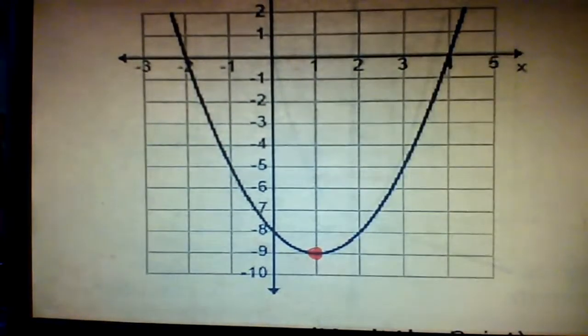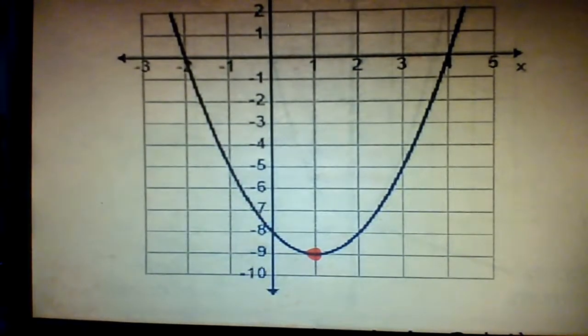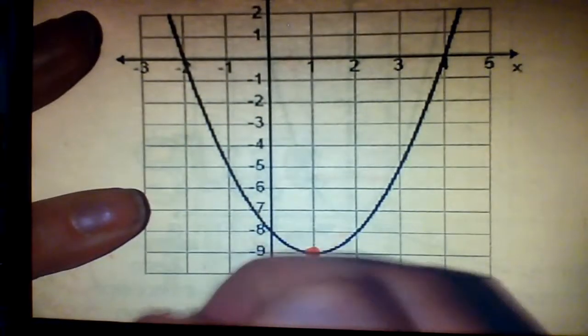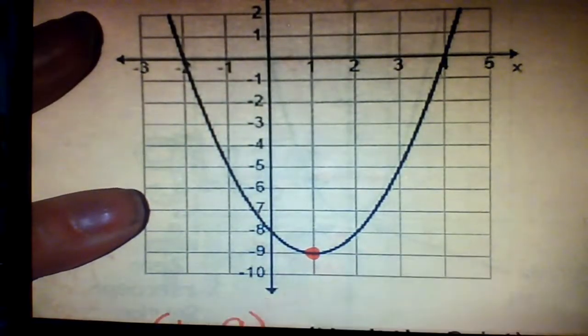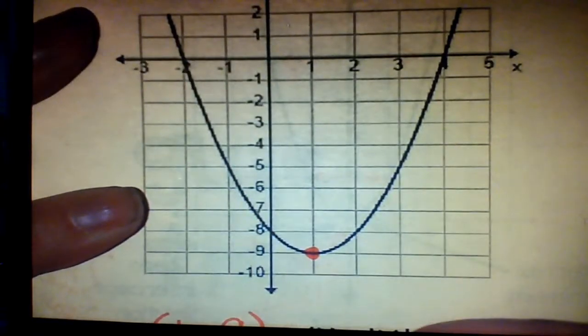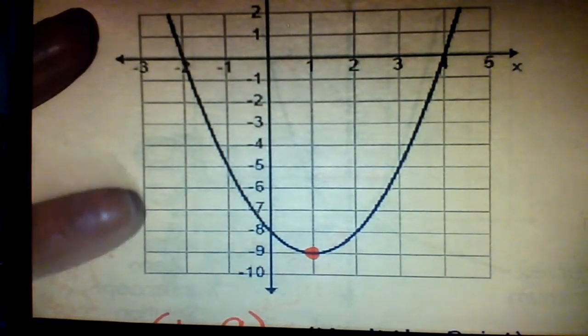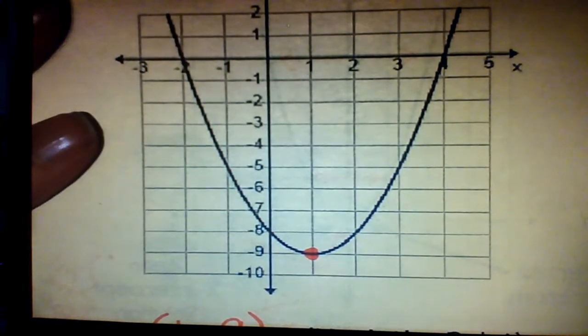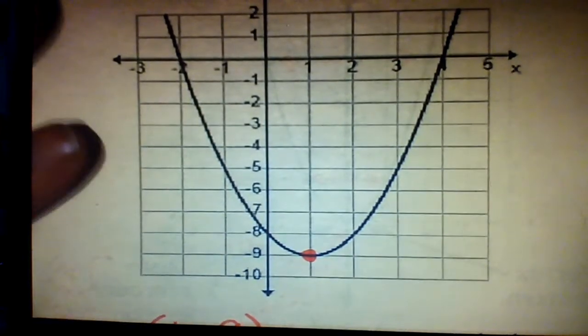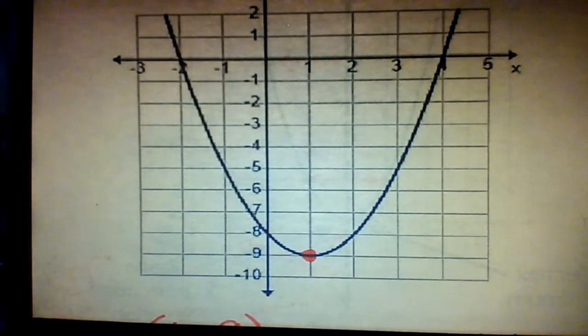Your vertex is either your minimum value or your maximum value. So 1, -9. And I've already heard that this is a minimum. So where it says max or minimum, please put minimum. That's a minimum. It's a low. It's the low point of your graph.